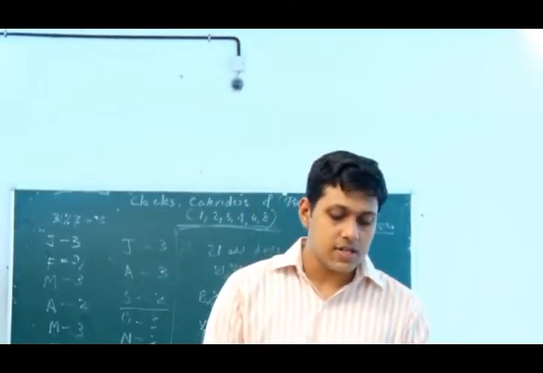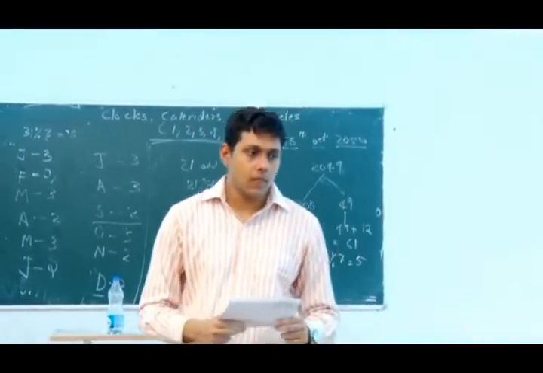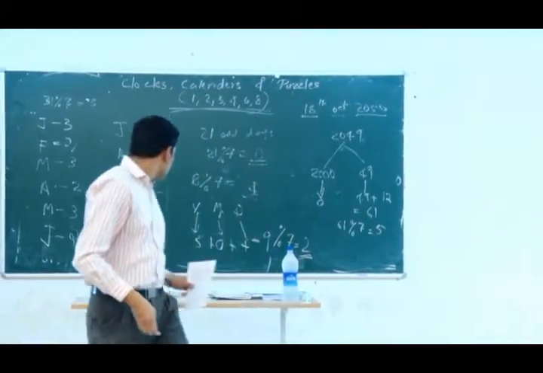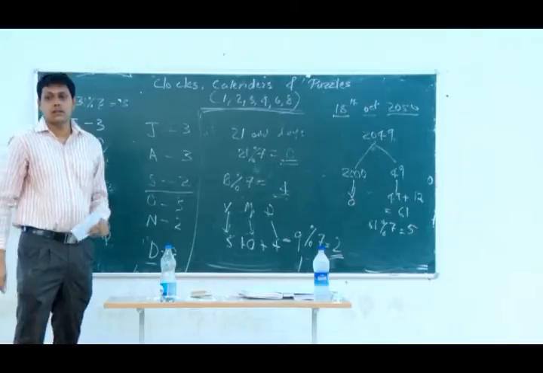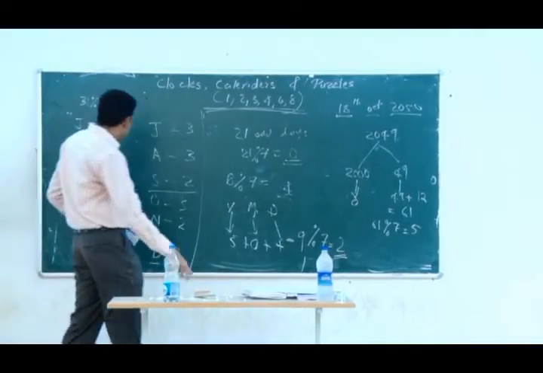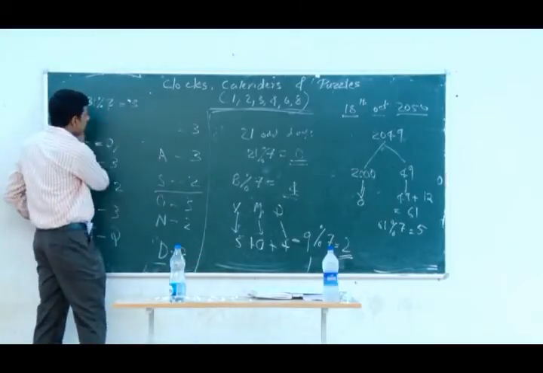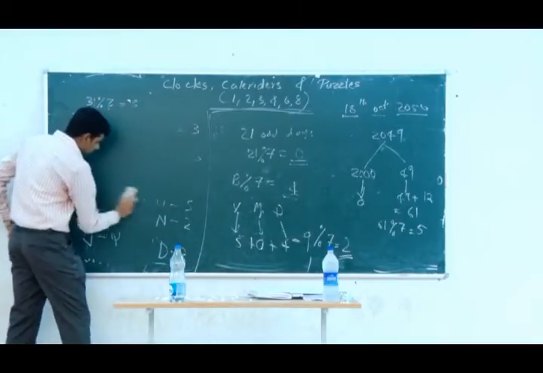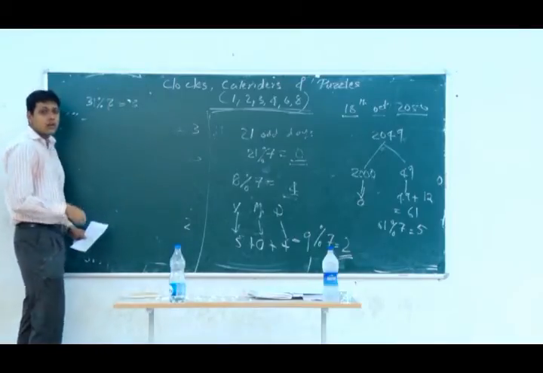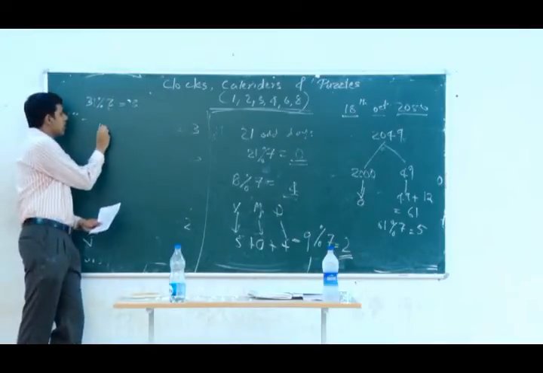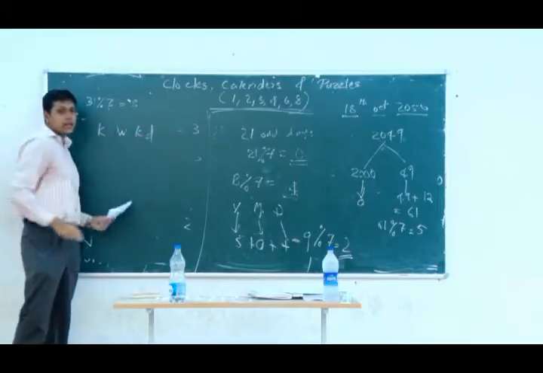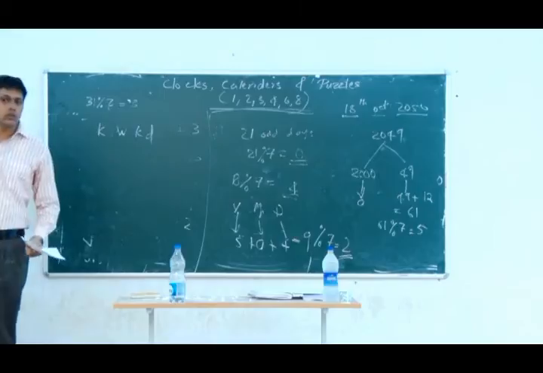Okay. Now, question number 4. How many days could there be in K weeks and K days? And K can have any value from 1 to infinity. K can take any value from 1 to infinity.